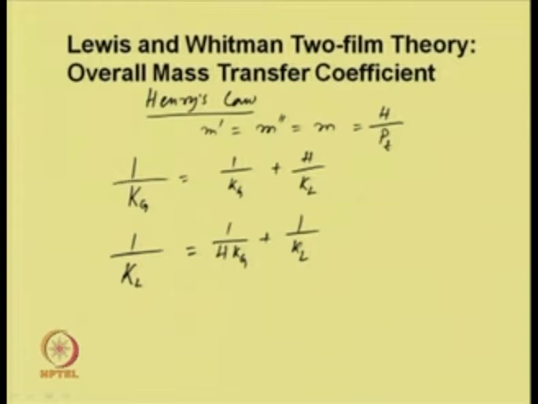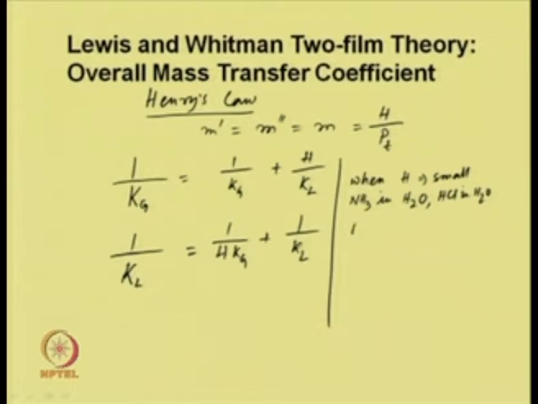So, when H is small, in case of absorption of ammonia in water or HCl in water, in that case we can write 1 by capital K_g is approximately equal to 1 by small k_g.